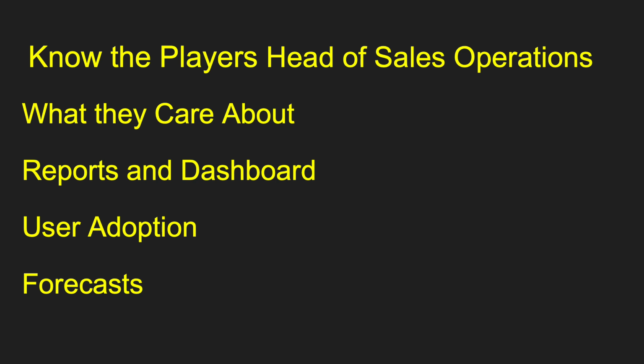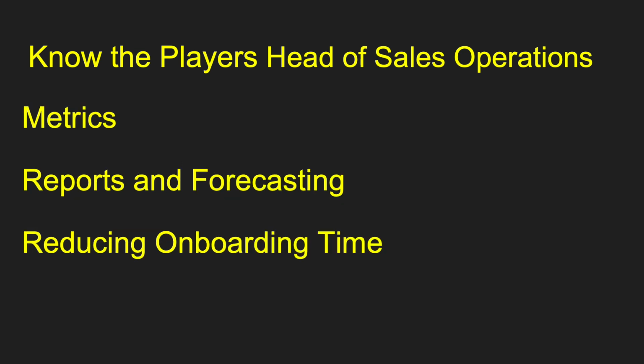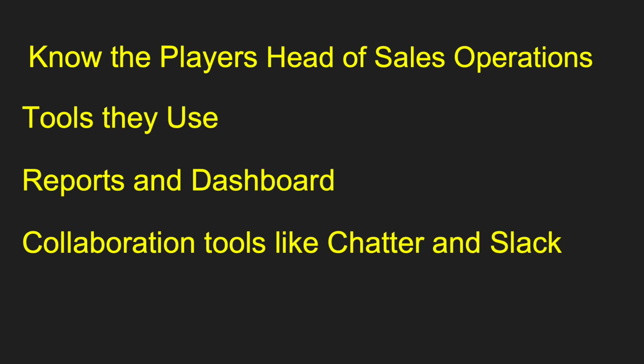Next up is the head of sales operations. The things that they care about, reports and dashboards again, user adoption and forecast. The metrics that the head of sales operations cares about are reports and forecasting. They want to use those tools all the time. And then they also care about reducing onboarding time. They want to make sure that the people they hire get up and running as quickly as possible. Of course, the tools they can use are reports and dashboards, and they also use collaboration tools like Chatter and Slack.